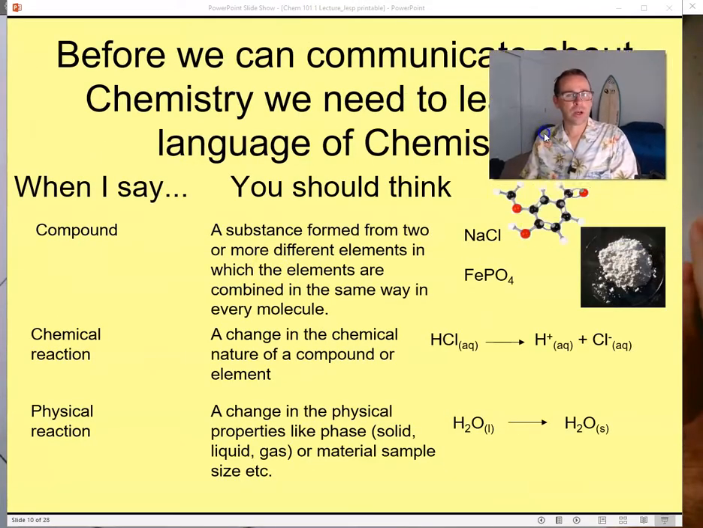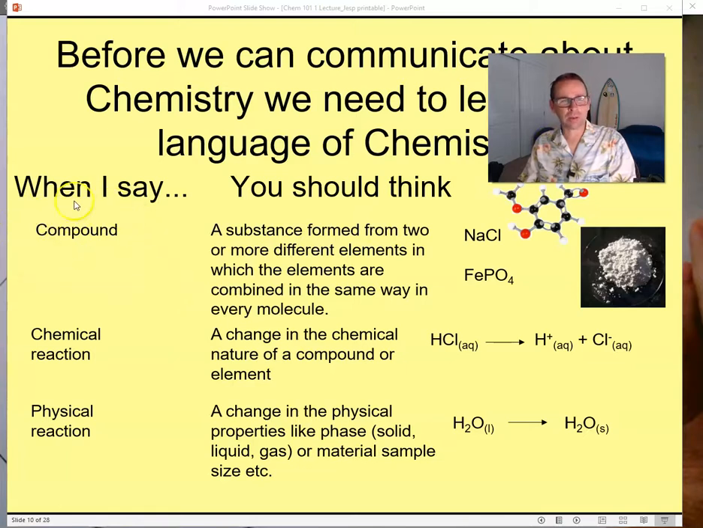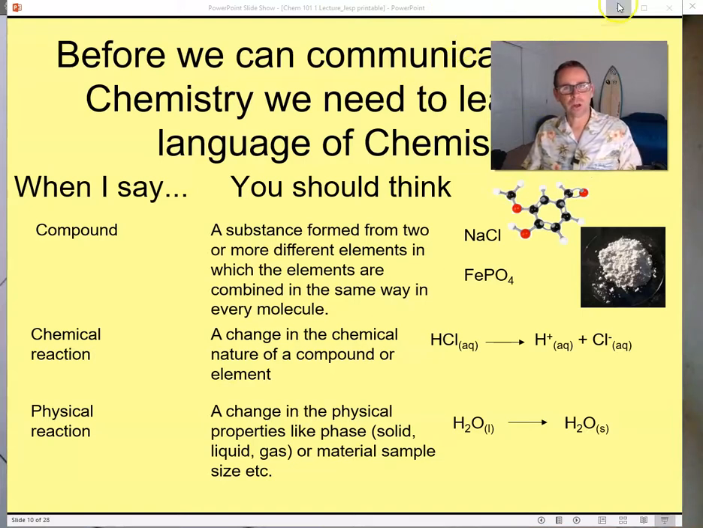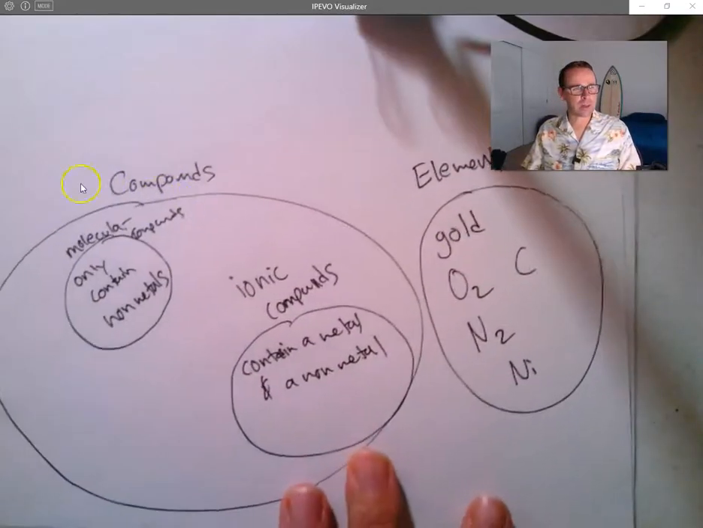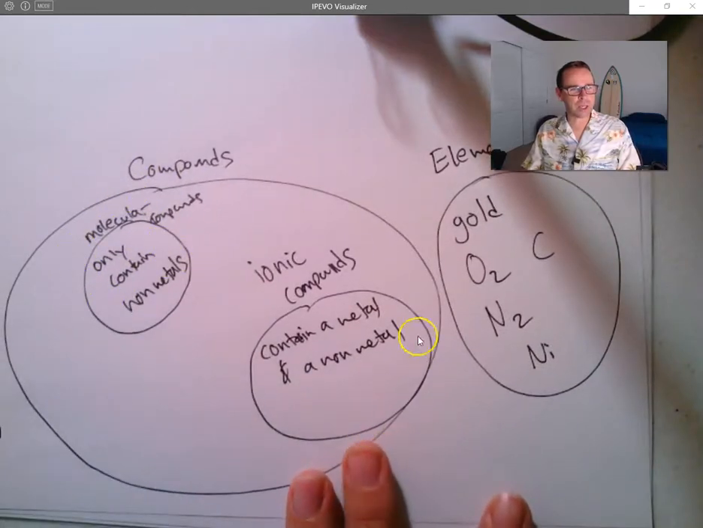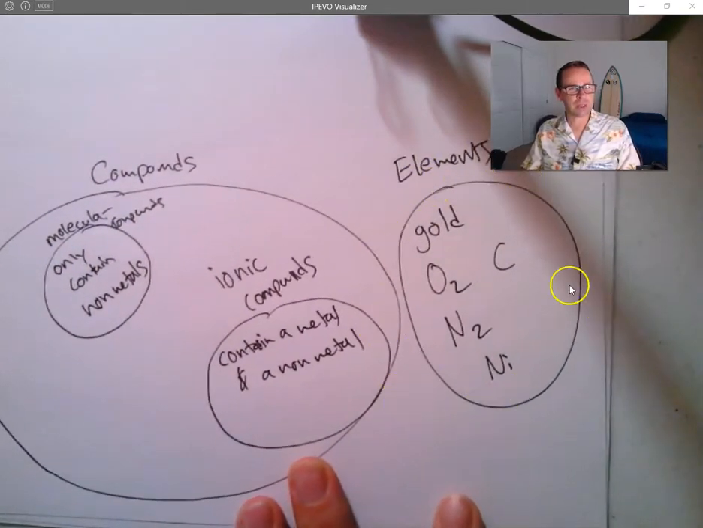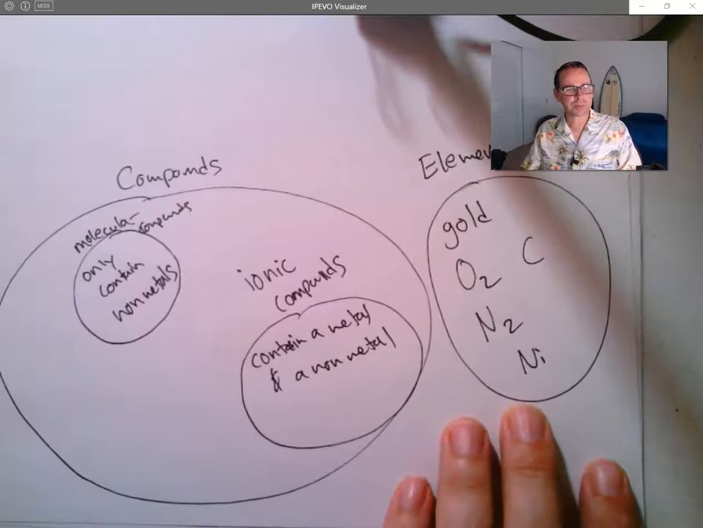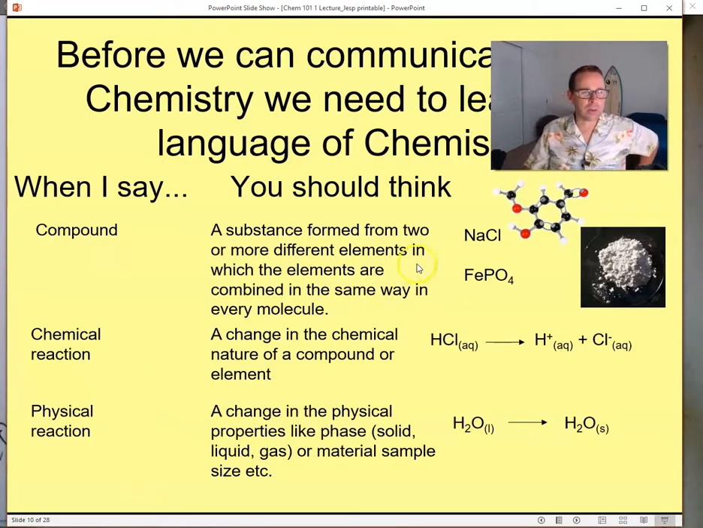Okay? So, we talked about a compound. And we talked about how our compounds are broken up into 2 groups, molecular and ionic, and how elements are different kinds of materials, a different way of classifying materials. Now, here are some examples of chemical formulas. Sodium chloride is probably one you've heard of before, NaCl. This is another example of a compound, FePO4, right?